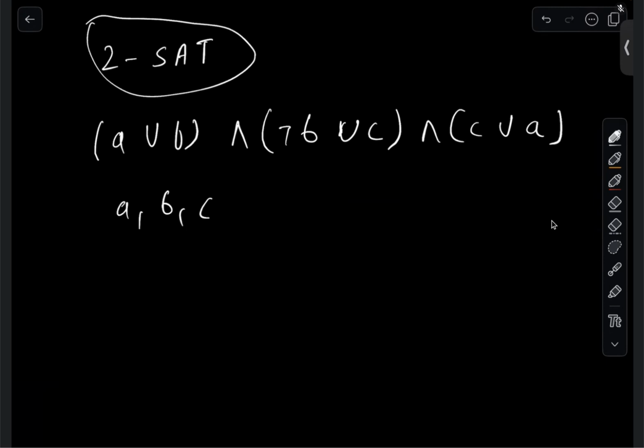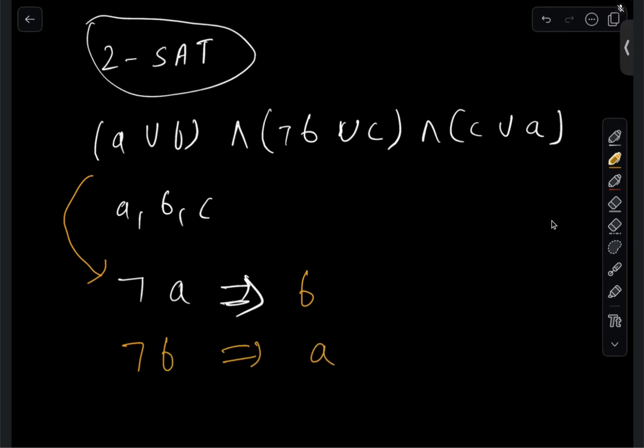But the main idea is that in that graph we add edges like this. If the complement of A is true, so this edge is coming from the first condition. If the complement of A is true, which means A is false, then B has to be true. Similarly, if B's complement is true, then A has to be true. Why? Because from our condition, at least one of them has to be true. If one is false, then the other has to be true.